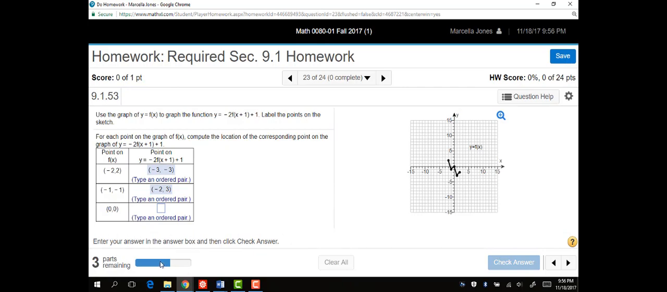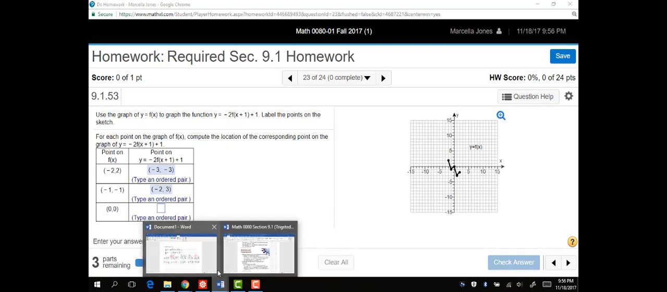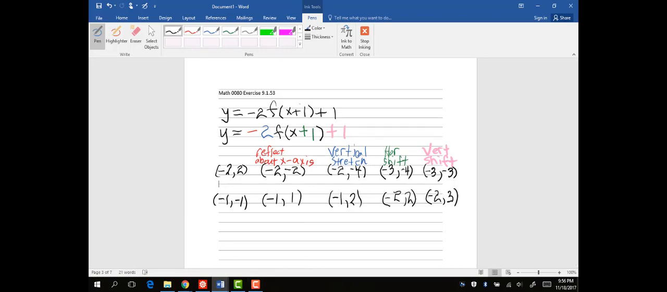All right, let's see what happens to the point (0, 0). The reflection about the x-axis requires that I multiply the y value of the point I'm reflecting times negative 1. So this becomes (0, 0), because negative 1 times 0 is still 0. The vertical stretch multiplies the y-coordinate by the factor of the vertical stretch, which in this case is that blue 2 up there. 0 times 2 is still 0.